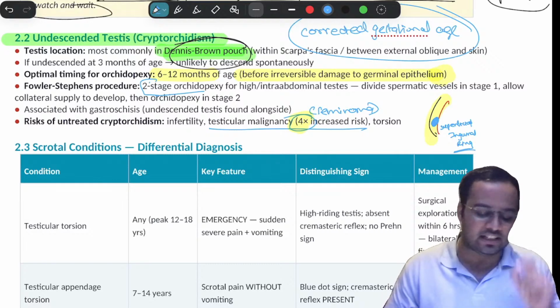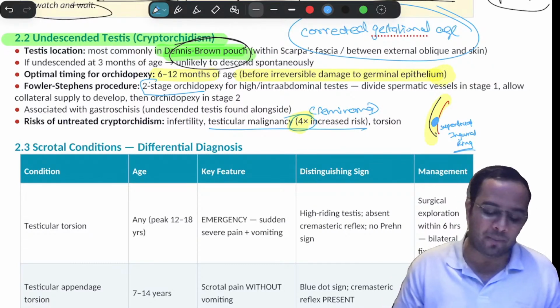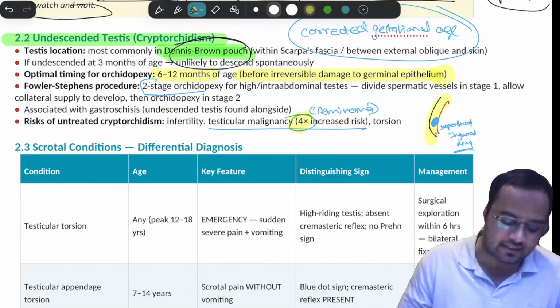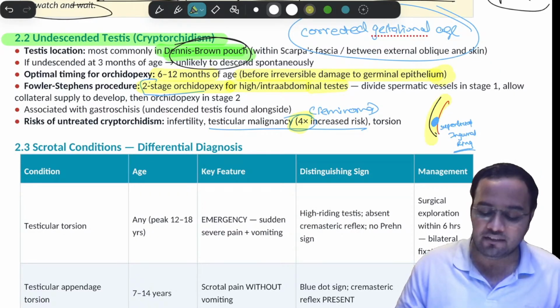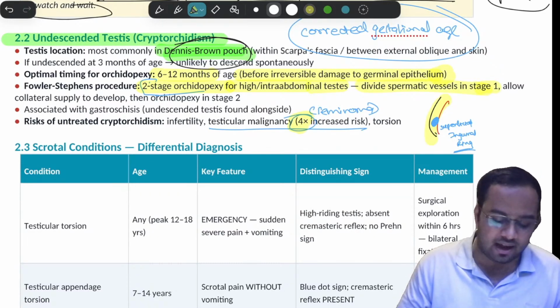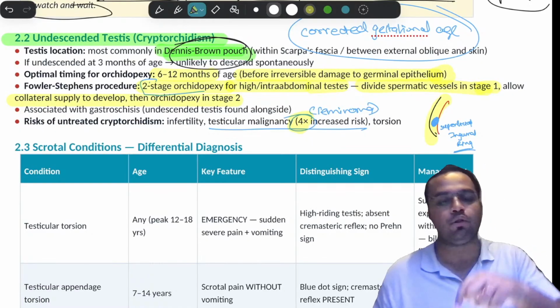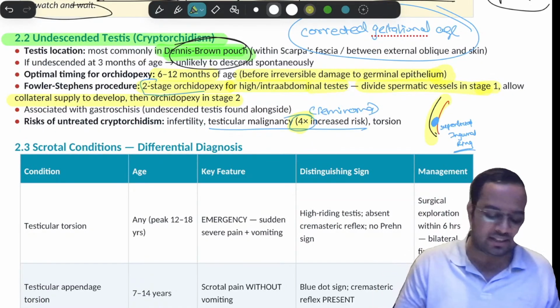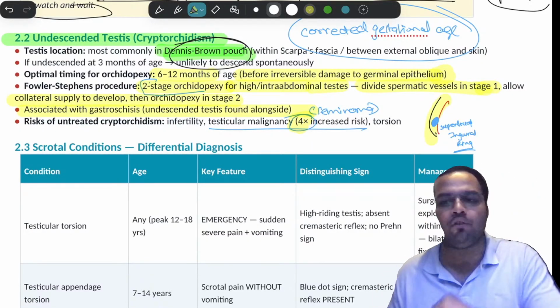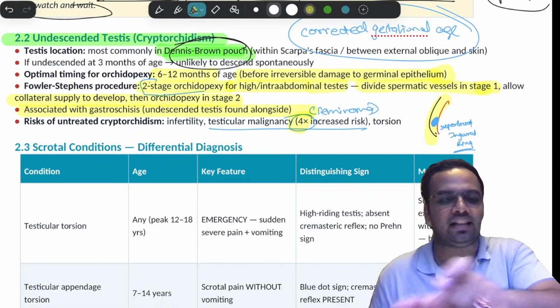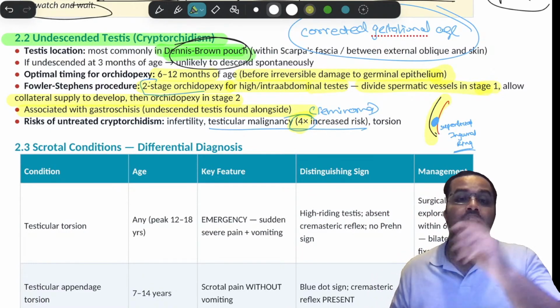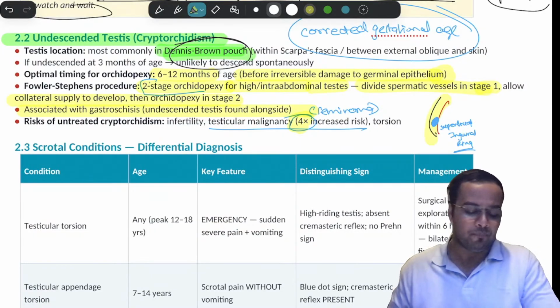So that is called a Stephen Fowler 2-stage orchidopexy, which is frequently asked in the exams. So Stephen Fowler is 2-stage orchidopexy for high intra-abdominal testes. Divide the spermatic vessels in stage 1 and allow the collateral supply to develop, and then you can go for the patient in stage 2. And associated risk is gastroschisis. We are going to see what is gastroschisis. So most commonly associated congenital anomaly is gastroschisis and undescended testes together. So very much important to know.